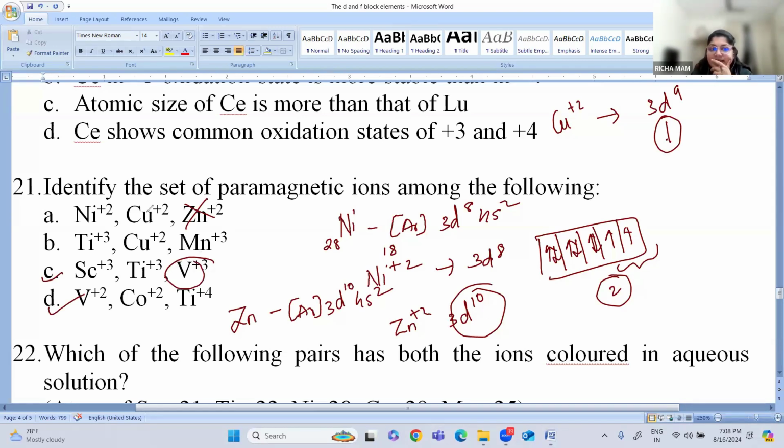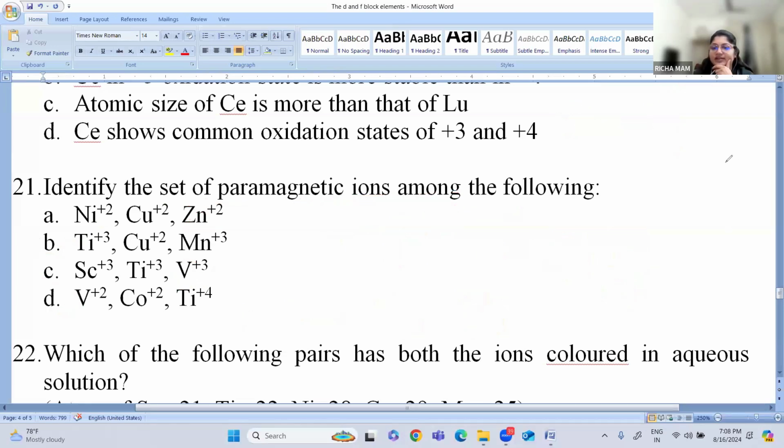So the complete set they have asked, the set of paramagnetic ions. So option number B is the answer. If I write the electronic configuration, the distribution of ions, we see that option B is the correct one. So all the set of ions are having unpaired electrons. Fine. Next question.